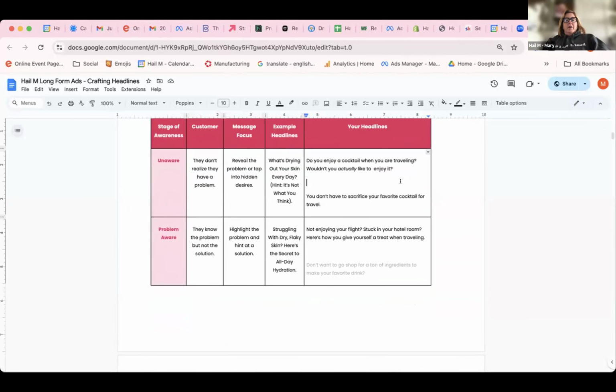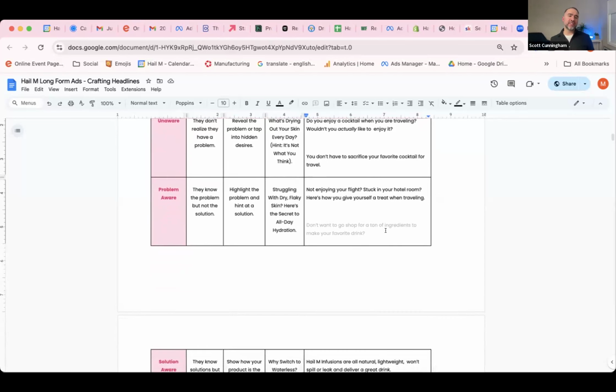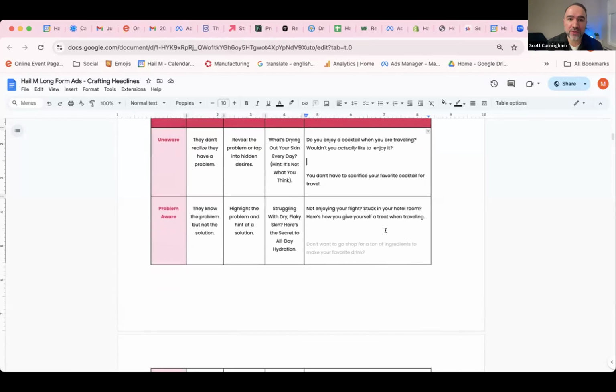So, do you enjoy a cocktail when you're traveling? When you actually like to enjoy it, you don't have to sacrifice your cocktail to travel. I'm curious to see, because I know yours is an innovation too, right? It's an invention. It makes sense here where you're calling out the problem. That's actually very well done. But like I was saying earlier, that's not where we want to be, because we don't want to teach them that they need it. We want to tap into an existing desire they have. So I'm just curious to see the next ones.